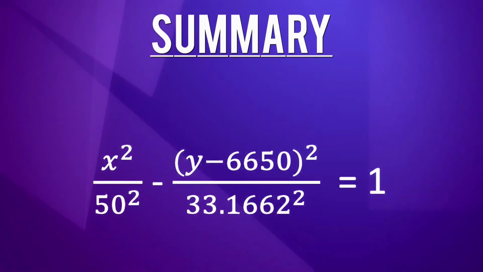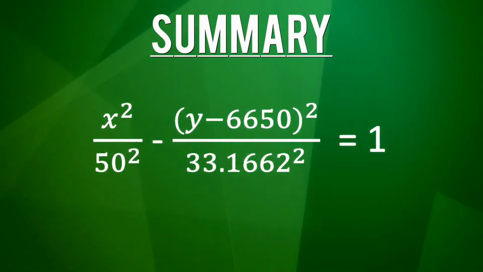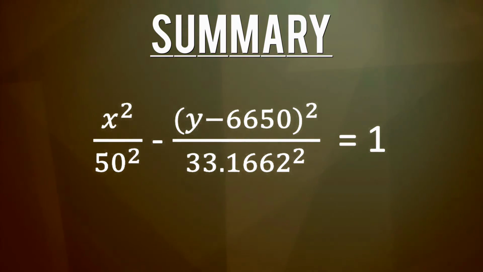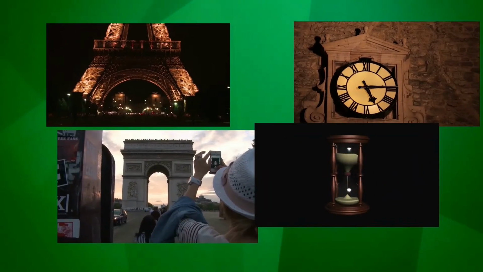And the final equation of our lighthouse problem will be x squared divided by 50 squared minus (y minus 6650) squared divided by 33.16 squared is equal to 1. And that is one of many uses of analytic geometry in real life.